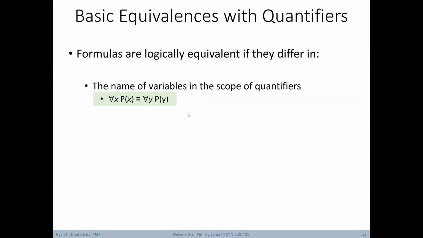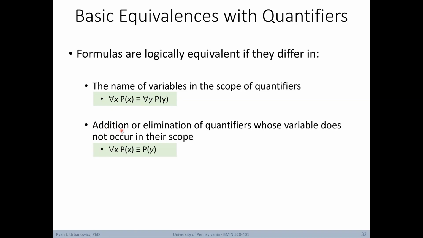Here are some basic equivalence rules involving quantifiers. Formulas are logically equivalent if they differ in some of the following ways. The name of the variables in the scope of quantifiers. X is replaced here with y. After all, the name itself doesn't really have any meaning. It is the domain of the respective variable that is the important difference. Formulas are also equivalent if they differ in the addition or elimination of quantifiers whose variable does not occur in their scope. For example, for all x, p of x is equivalent to p of y.